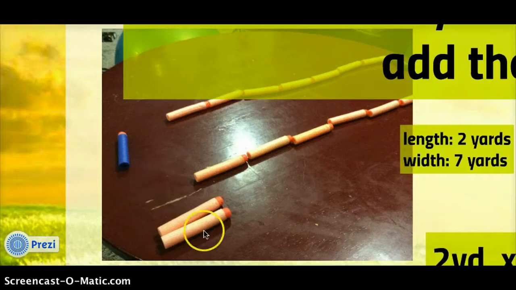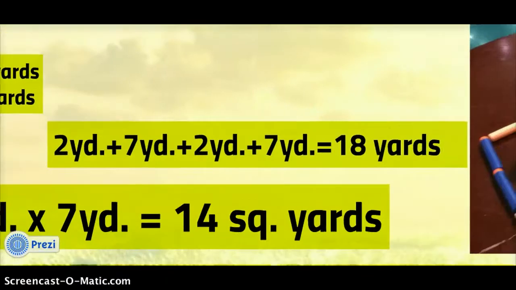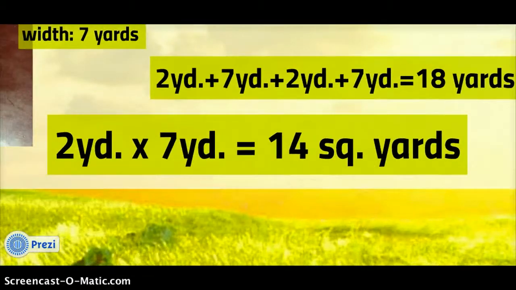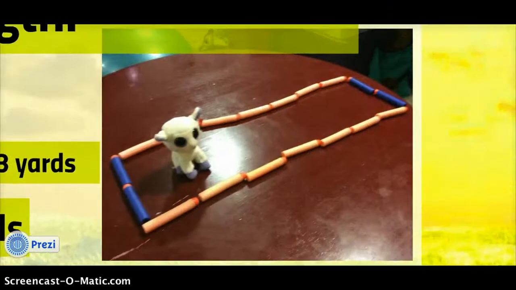We're going to get the blue ones out, switch them out here, which gives us 2 yards plus 7 yards plus 2 yards plus 7 yards, which still equals the 18 yards. But it gives us a different area, so 2 yards times 7 yards will give us 14 square yards. A little more comfortable in that fence there.